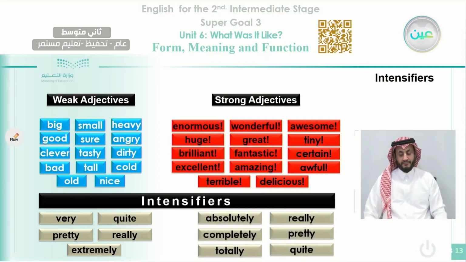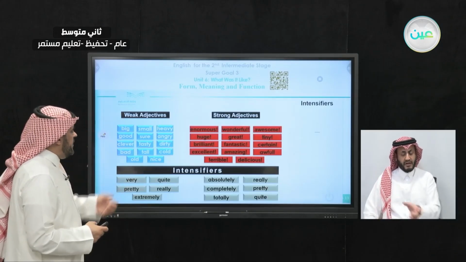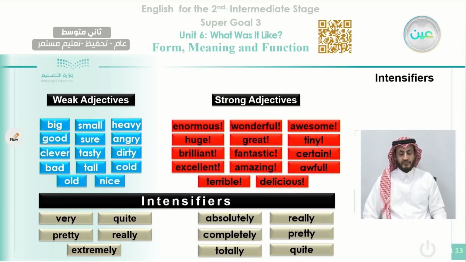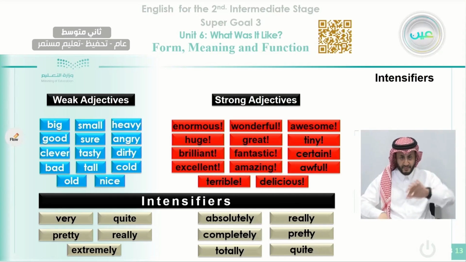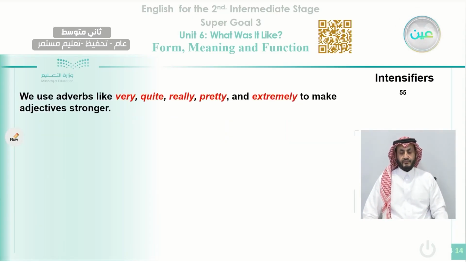But with strong adjectives, you cannot use very. You can use something called adverbs, like this one, absolutely enormous. We can say really huge. We can say completely great. We can say pretty tiny. We can say, for example, totally excellent. We can say quite amazing, and so on.